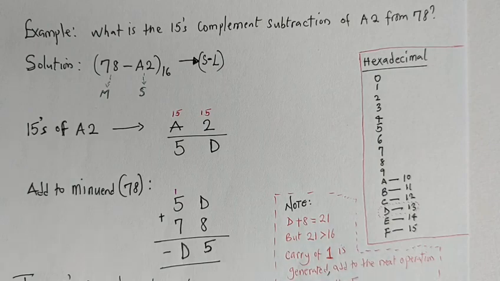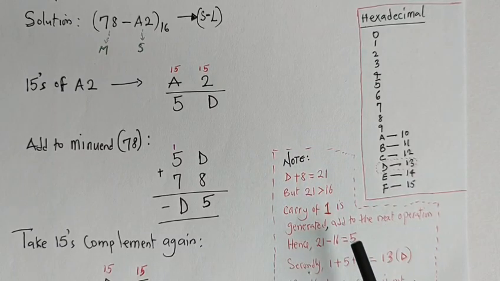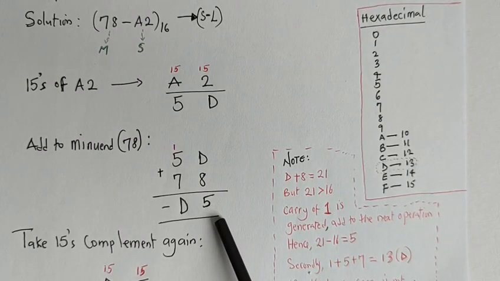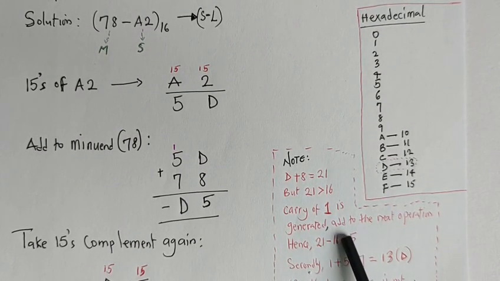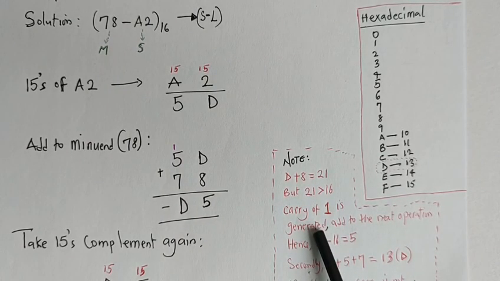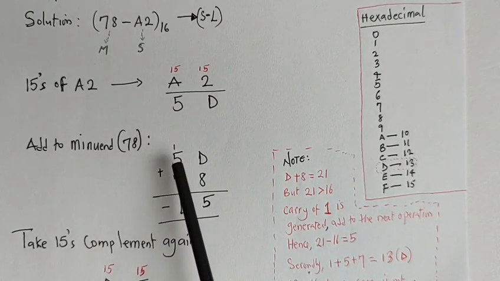Hence, what do we do when the summation is greater than 16? We need to subtract 16 from 21. So 21 minus 16 is going to give us 5. That is how we got 5 at this point. We got 5 in this place. Now don't forget that carry has been generated. Since carry has been generated, we add it to the next operation. So it's going to be 1.